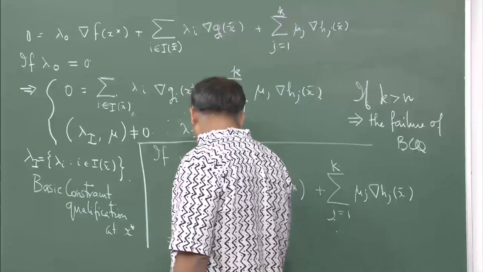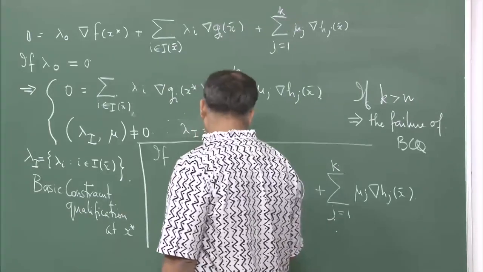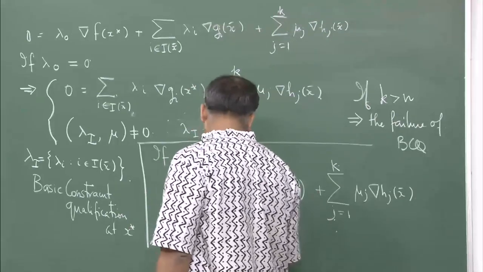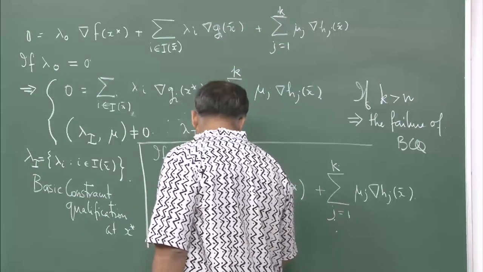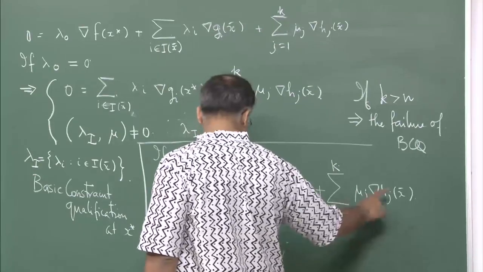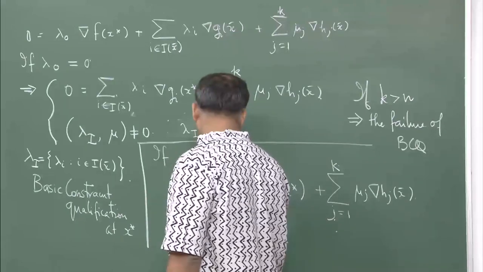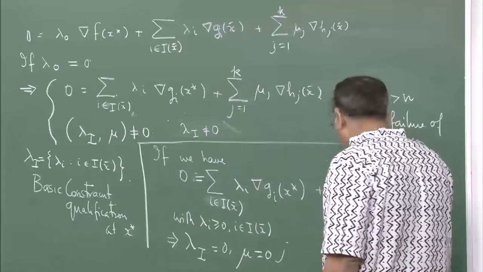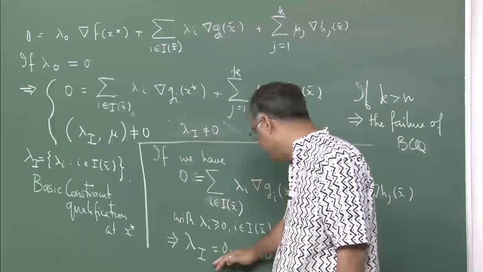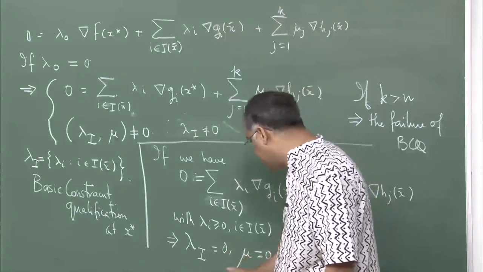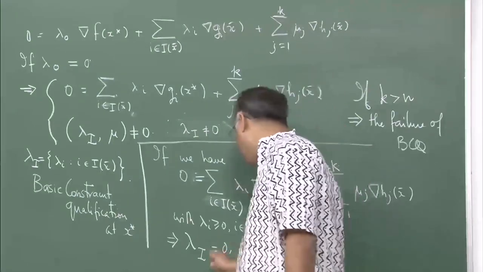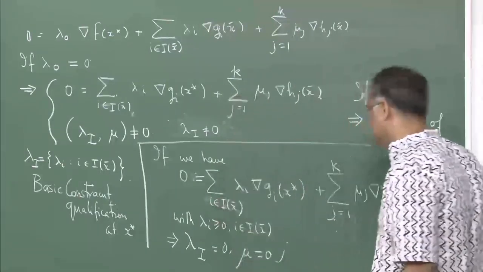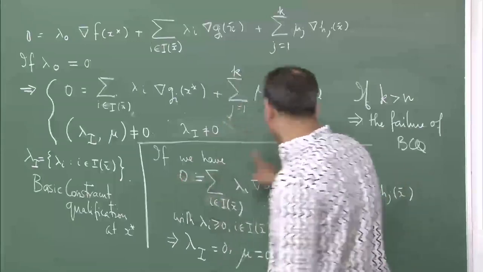So there is no such vector lambda I greater than or equal to 0 and lambda I not equal to 0, or mu not equal to 0, because you see, if there exists a vector mu not equal to 0 for which this is holding, and all the lambda I are equal to 0, then the BCQ will fail. So there cannot be any lambda I here not equal to 0 and greater than or equal to 0, that is, all of them greater than or equal to 0 and one of them strictly nonzero, for which this equation would hold.